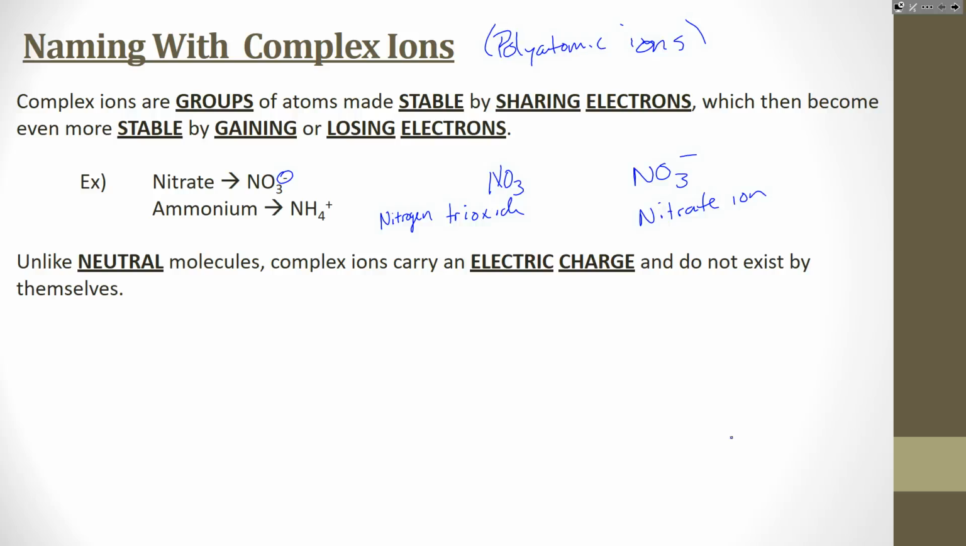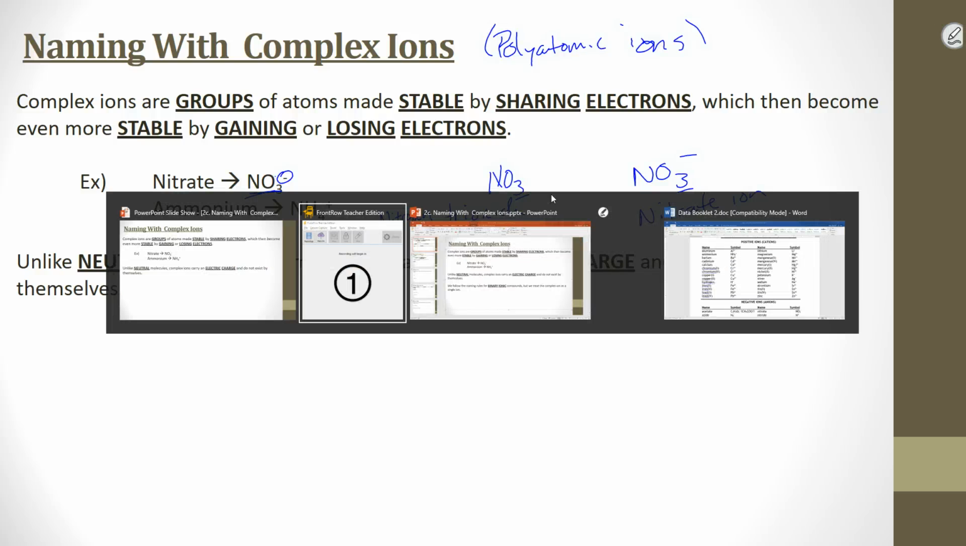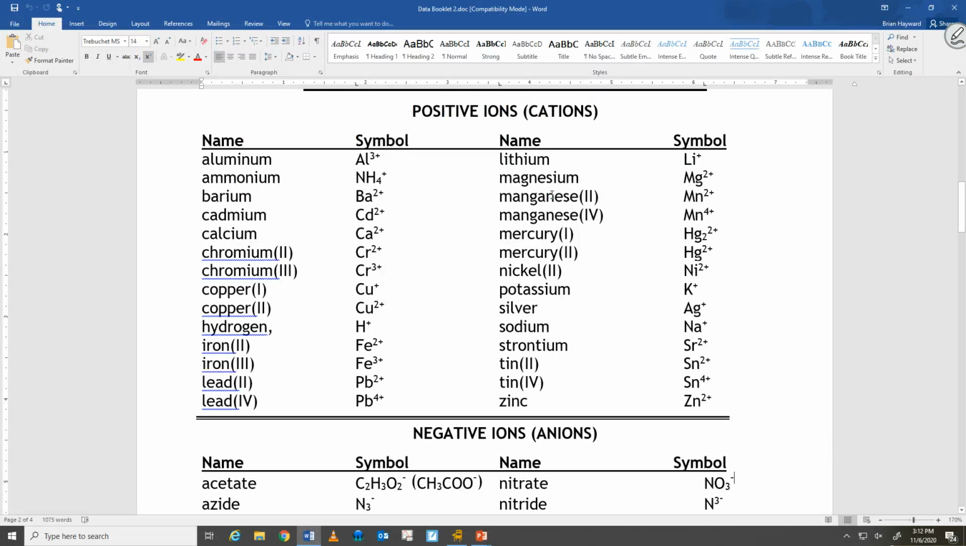So again, just like the subscripts, changing the subscripts changes the thing, changing the charge also changes it as well. So it's very important that we understand the difference between a molecule and an ion. These are molecules that have gained or lost electrons. And on the back side of your periodic table, you're going to see a whole bunch of different polyatomic ions. So I'm just going to flip to the back side of the periodic table.